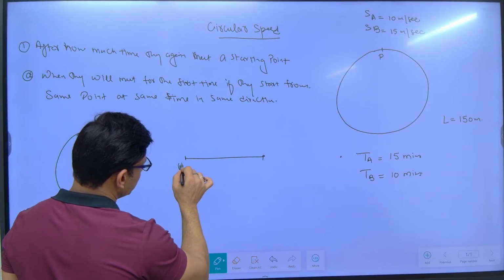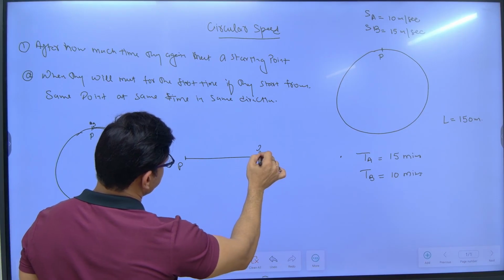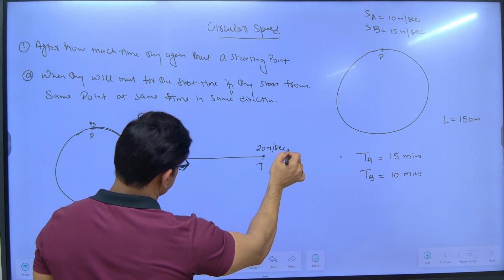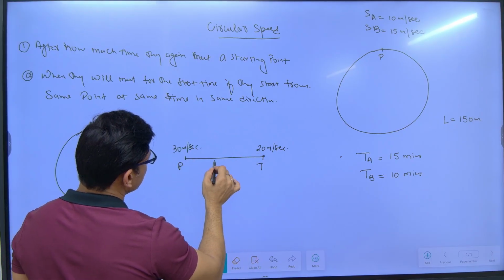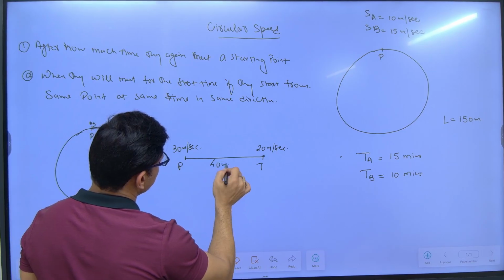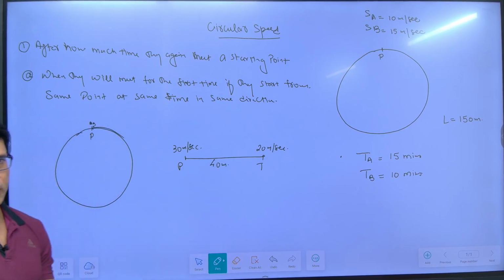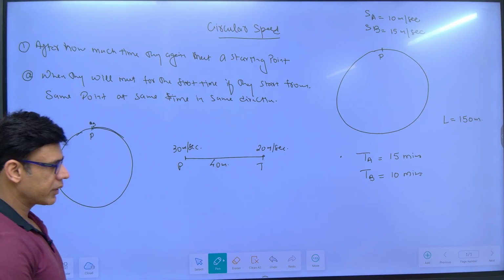Suppose there is a policeman here, and a thief. The thief has a speed of 20 meter per second, and the policeman has a speed of 30 meter per second. Initially, let's say there is a distance of 40 meter between them. Now, my question to you is, in how much time will this policeman catch the thief? I have to find out the time.